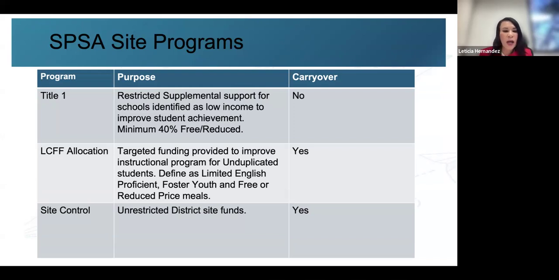And then our site control, it's unrestricted district site funds. District decides how much you get. It's usually unrestricted, so you can use it in many ways. School supplies, you can use it on extra people that you may need on your campuses. There's just many ways that it keeps your schools running.